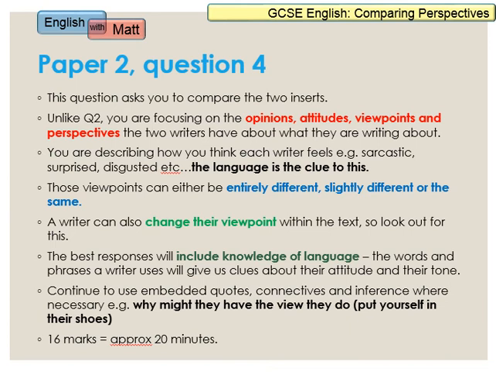And it's important to embed quotes as always, connectives perhaps because you're comparing, words like however, furthermore, in contrast, and inference. So you've got to really try and get into the writer's mind again. Why do you think they have this attitude? Why do you think they feel angry? Why are they annoyed? Why are they judgmental? Why are they optimistic or sad? So putting yourself in their shoes might help you expand on why perhaps they feel the way they do. And it's 16 marks, which means you're writing for about 20 minutes for this question. Okay, so that's what we know about paper 2 question 4.